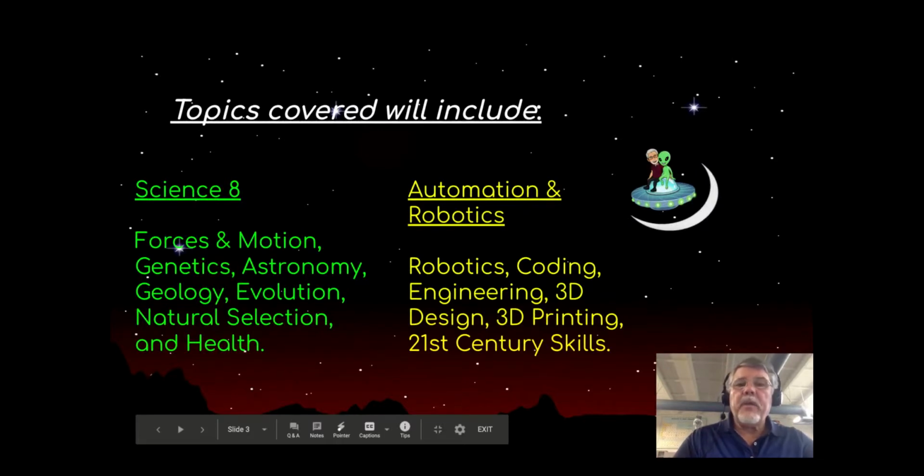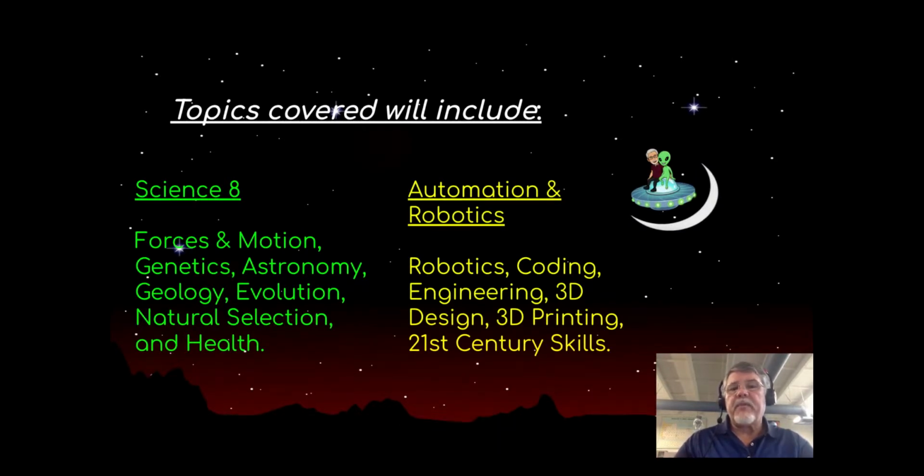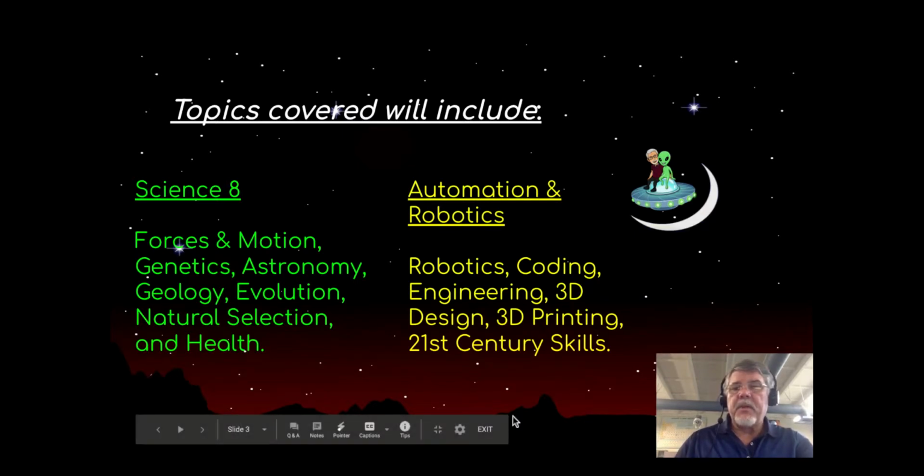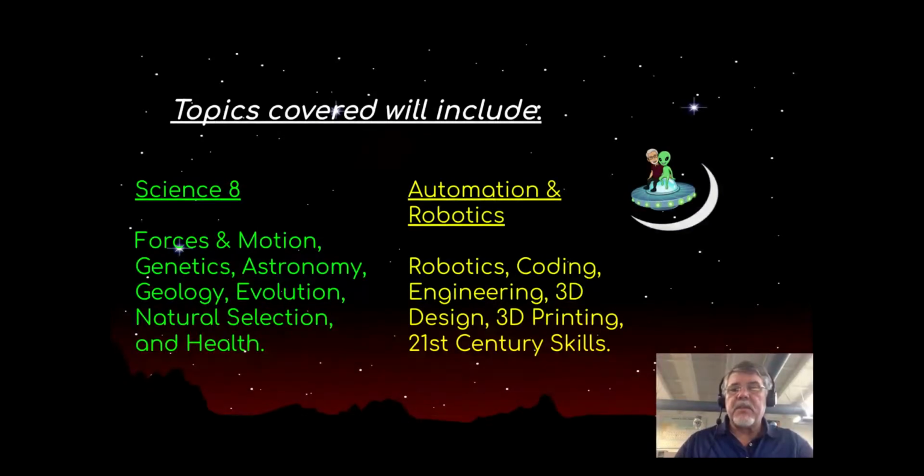So the following is just a very short abbreviated list of the topics that will be covered in both Science 8 or 8th grade science class and the automation and robotics class. So in science, we're going to be focusing on forces in motion, genetics, astronomy, geology, evolution, natural selection, and health. And in my automation and robotics class, we'll be focusing on robotics, coding, engineering, 3D design, 3D printing, and 21st century skills.